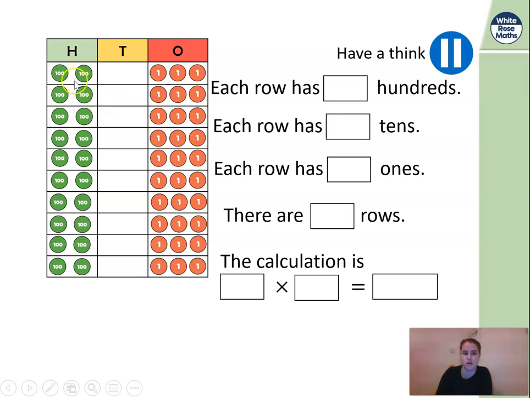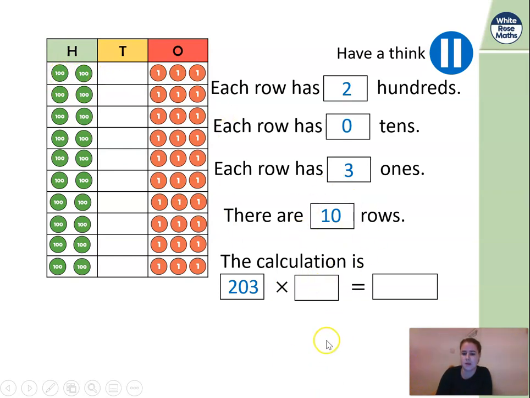So each row, starting from your hundreds, tens and ones, has 2 hundreds. It has 0 tens and it has 3 ones. In total, if you count the rows, we have 10 rows altogether. So our calculation, looking at our hundreds, tens and ones, is going to be 203, because that's the number that is represented in our row.